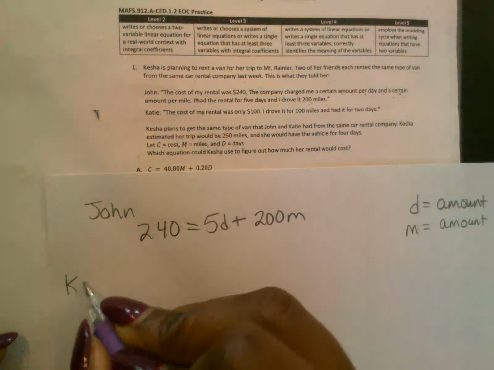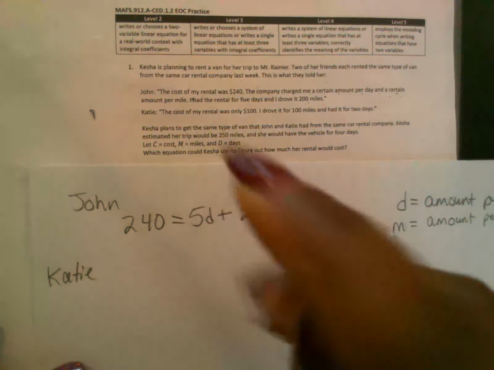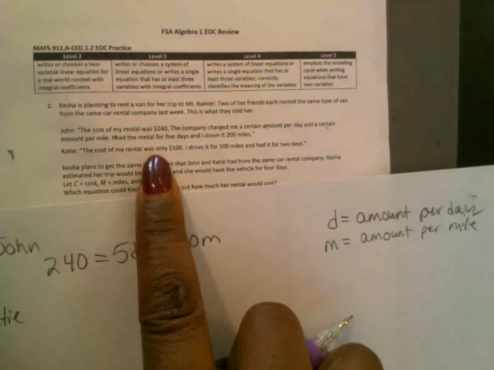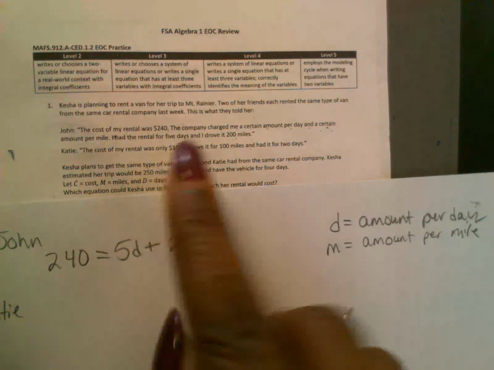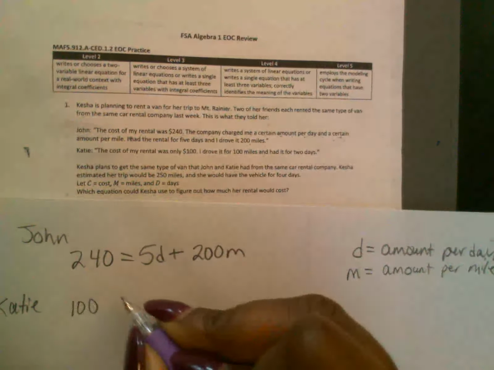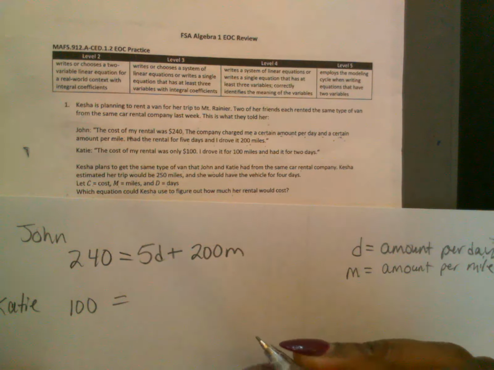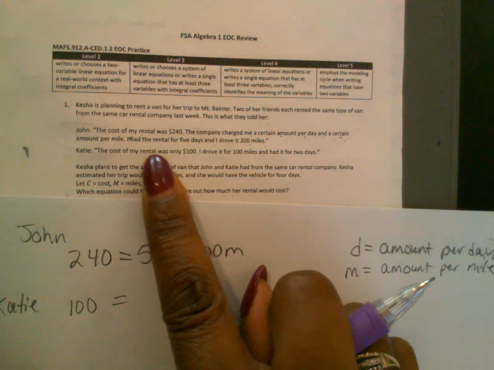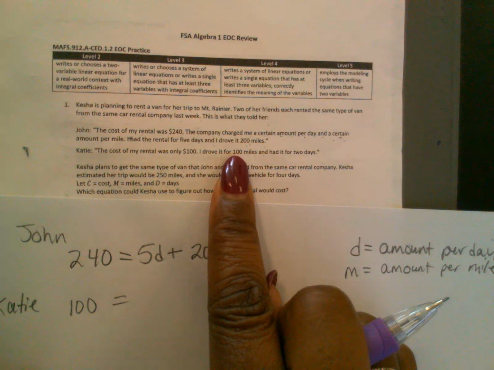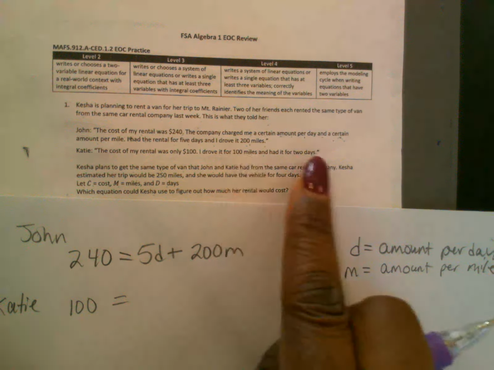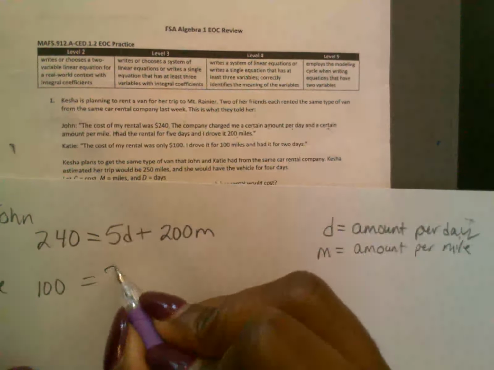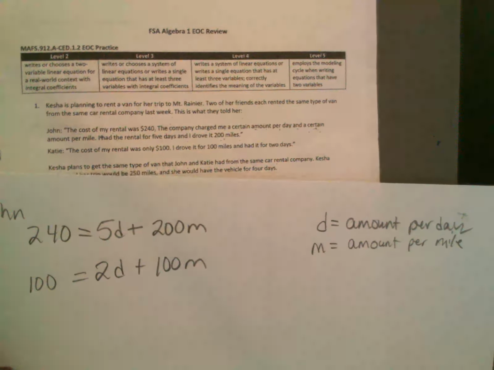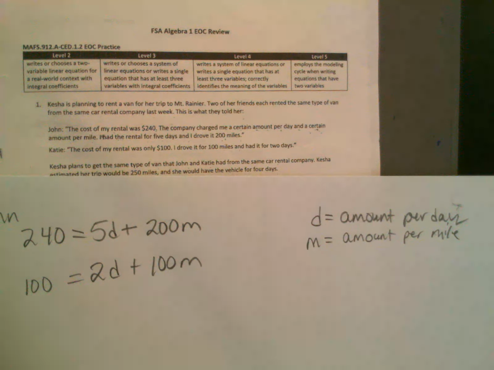So now we're going to do Katie's equation. Her total rental was $100. So we have $100 is equal to... She drove it for 100 miles for 2 days. So it's going to be 2D plus 100M. Okay, so that's the system there.